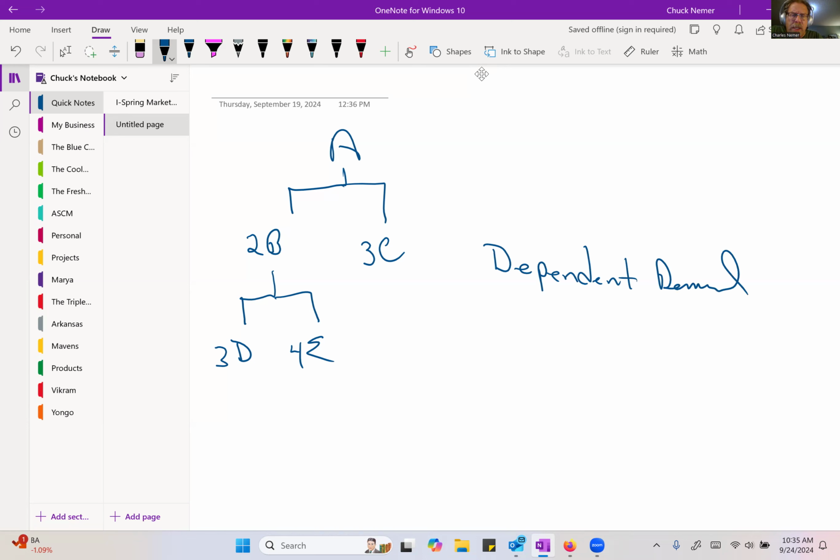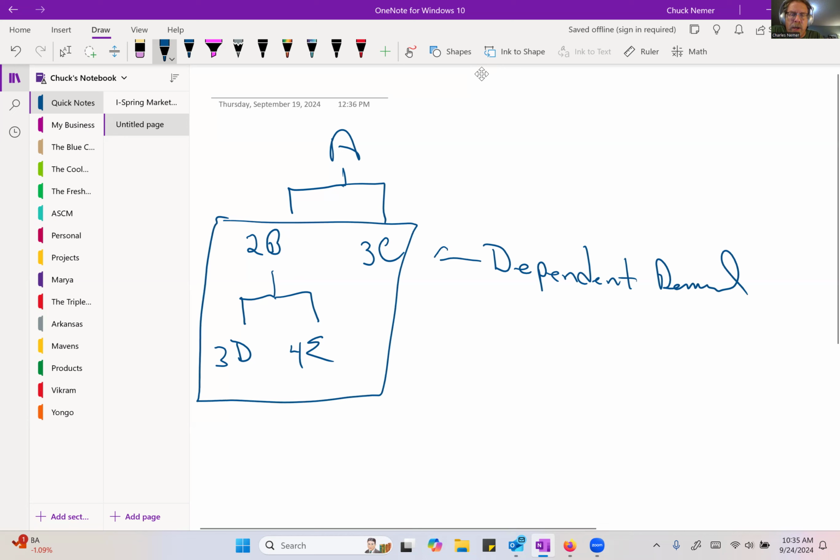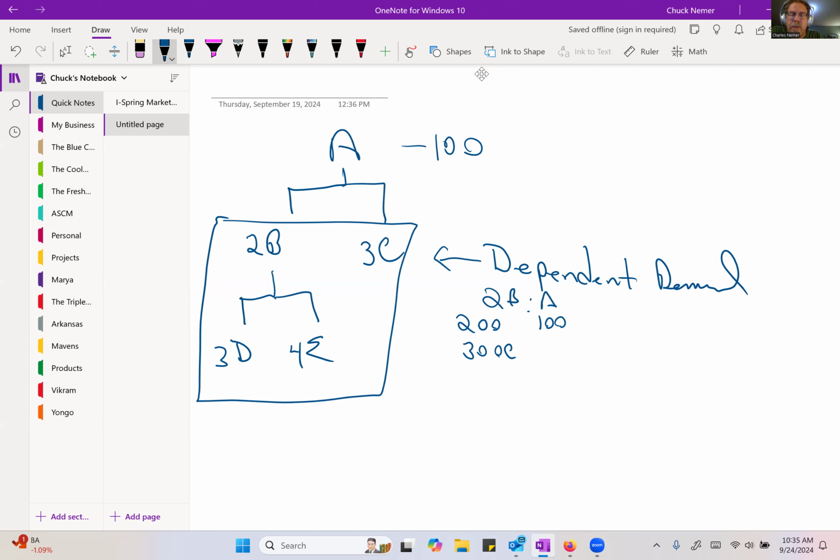And dependent demand looks at these four items that I'm putting a square around and says, hey, the demand for those comes through the manufacturing process and is dependent on the parent above them. So if I looked at A, let's say I wanted 100 A's, then if I had two B's for every A and I want 100 A's, then of course I'm going to need 200 B's. So the demand for B is dependent on A. And the same thing for C, I would need 300 C's for 100 A's.